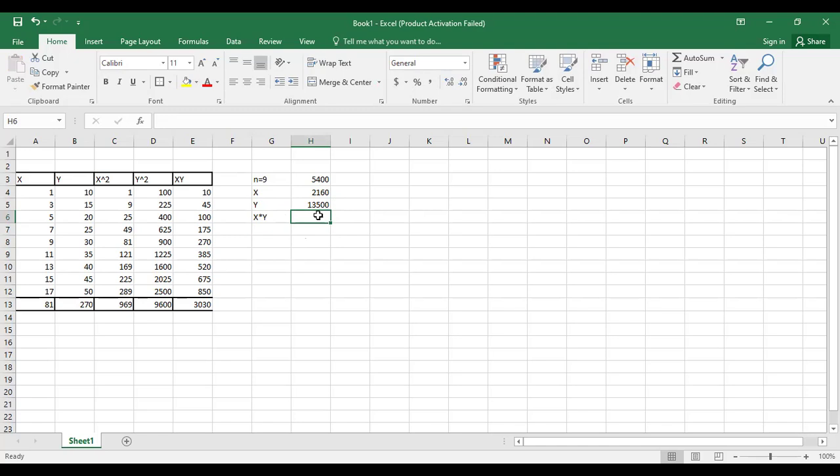So we have this multiplied by this, giving us this. Then the square root. Now we find the square root.